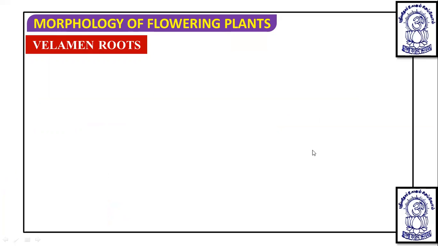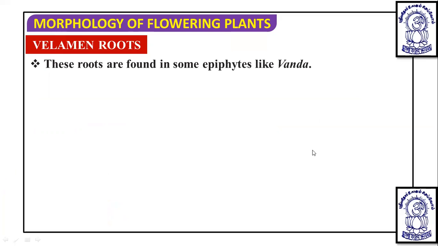Next, the type of root which we are going to discuss, which is a modification of adventitious root, is the velamen root. These roots are found in some epiphytes. Epiphytes means space parasites, meaning they are dependent on another plant only for space. They do not depend on the other plant for nutrition. The space parasitic plants are known as epiphytes, and one example of this is Vanda, which is also known as an orchid.